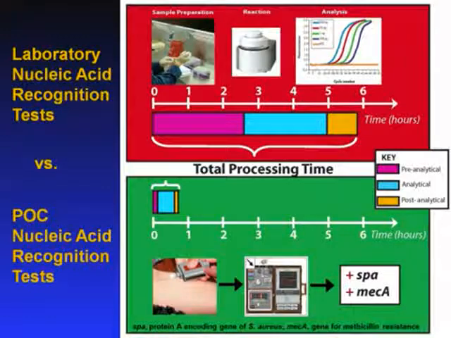In this particular example, the LAMP is positive for the SPA gene and negative for the MEK-A gene, indicating a positive Staphylococcus aureus result, but negative for MRSA. I will explain this in more detail in a few slides.